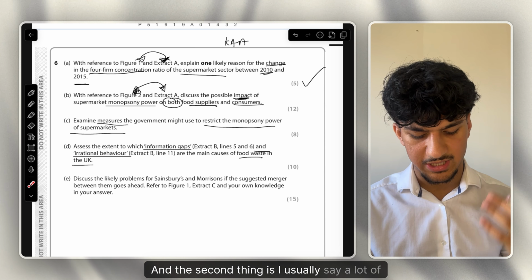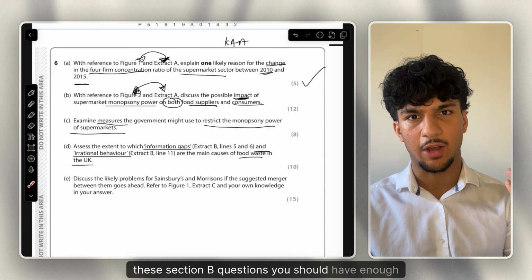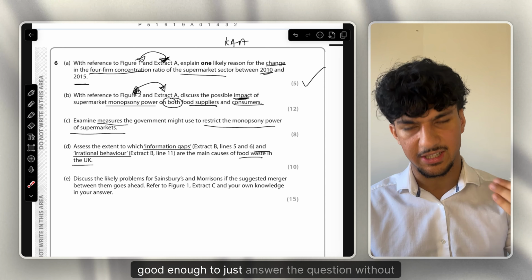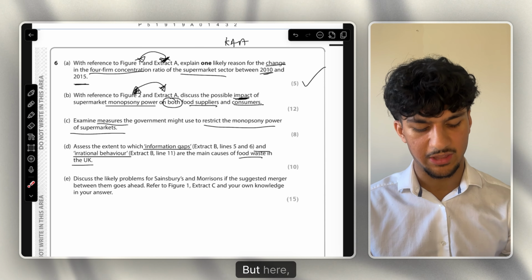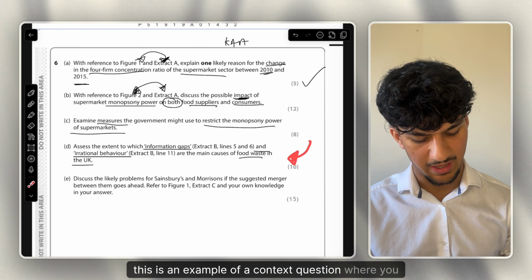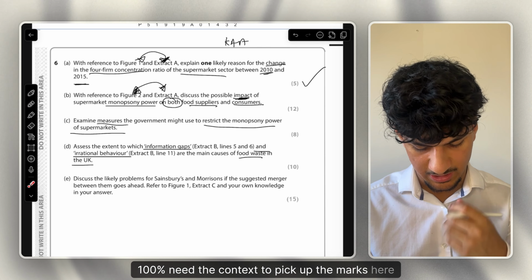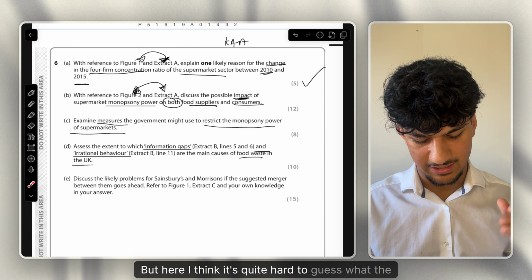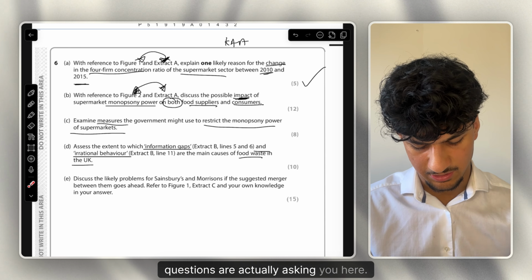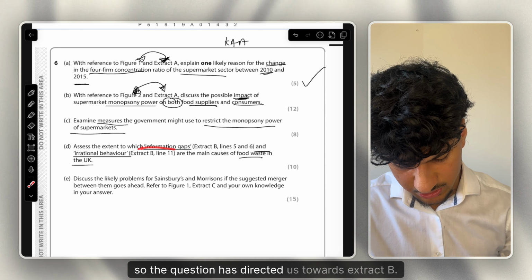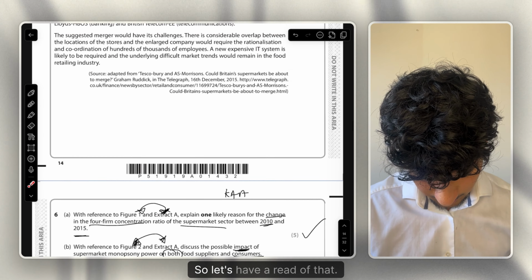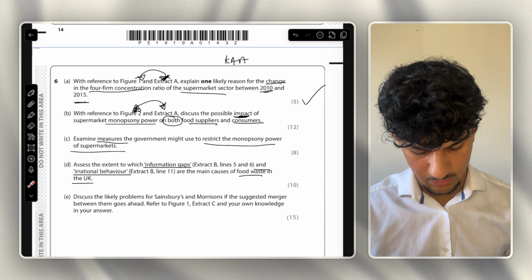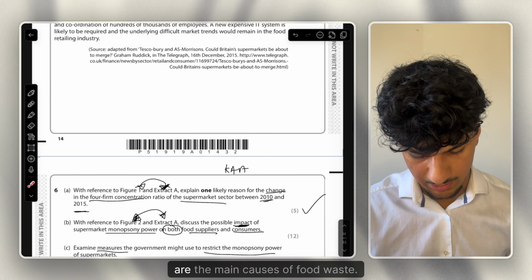And the second thing is, I usually say a lot of these section B questions, your economics knowledge should be good enough to just answer the question without looking at the context. But here, this is an example of a context question where you 100% need the context to pick up the marks. Just like all of the questions, you do need the context for application, but here, I think it's quite hard to guess what the question's actually asking you. So the question has directed us towards extract B, so let's have a read of that. So again, we're looking for the main causes of food waste in the UK and whether information gaps and irrational behaviour are the main causes of food waste.